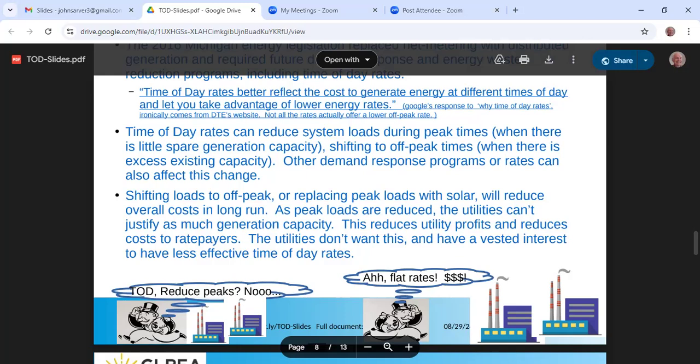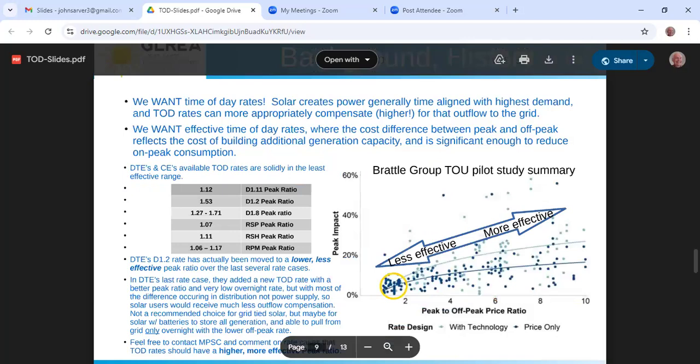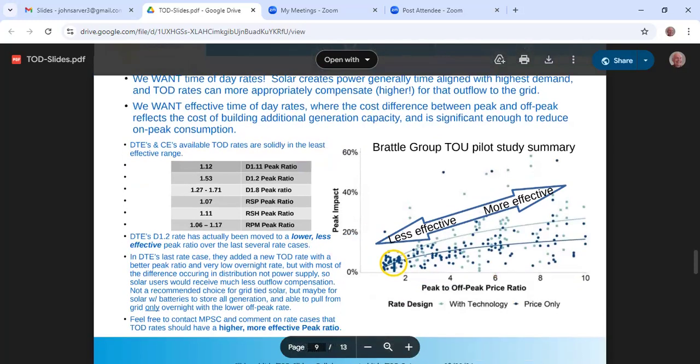And they were required to make it the new default rate, because if you don't make it the default rate, nobody's going to choose it, especially if the utility is not really encouraging anybody. So I kind of already said everything that's on this slide. If you can shift any loads to off-peak, that reduces the demand on the system. And the utilities don't really like it because it reduces some need for them to build new power plants.